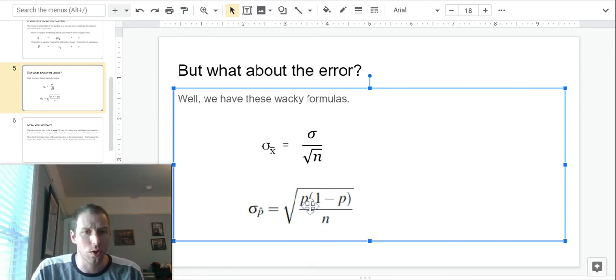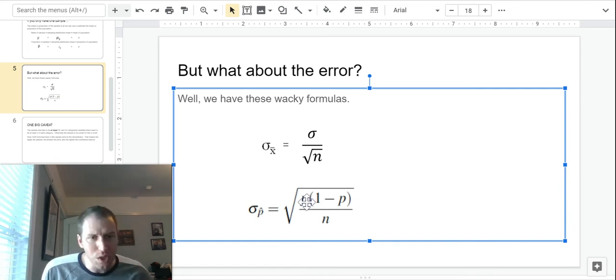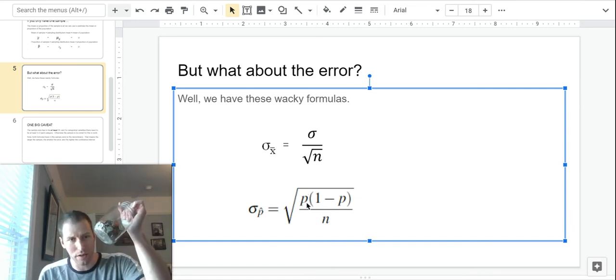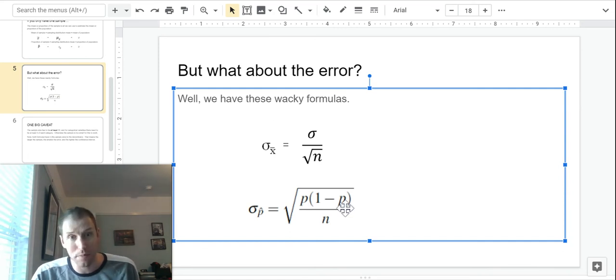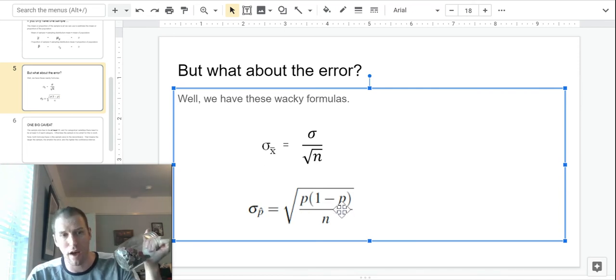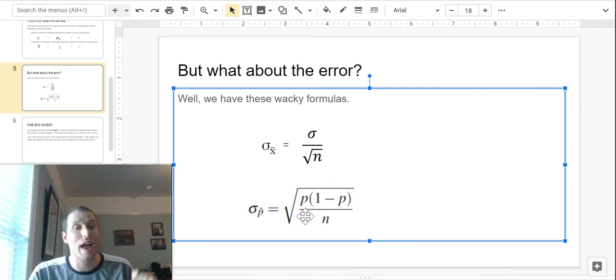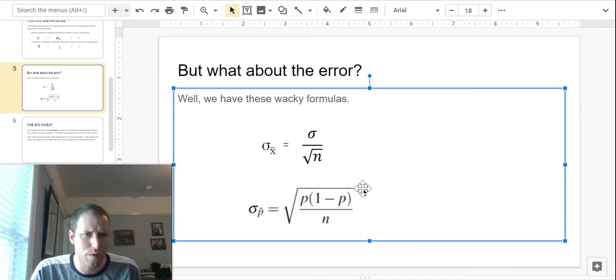For categorical data, you do P, which is what percent of coins in this jar are pennies, times 1 minus P. In other words, what percent are not pennies, right? If P is 0.15, 15%, then this is 0.85, 85%. Divide it by, again, the number of coins in the sample, and for bizarre reasons, square root that sucker.